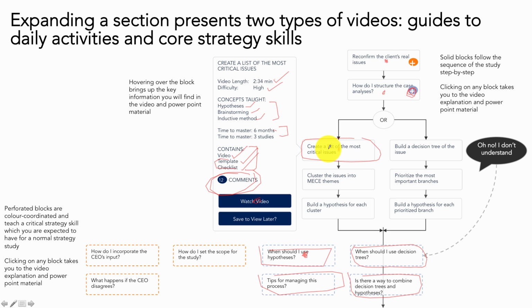Just click on that, or you click on the block, and we will later have the function to start saving stuff so you can view it later. So the map is quite sophisticated in giving you a very detailed and logical step-by-step approach. I mean, you couldn't find this anywhere. Even if you worked at McKinsey and BCG, you could not find this kind of training for strategy consultants.